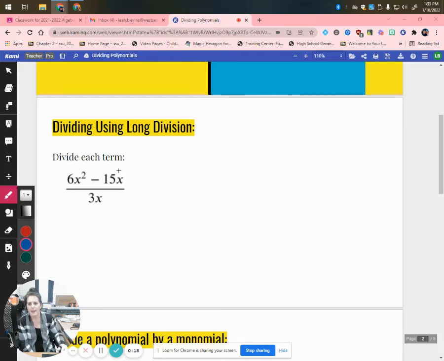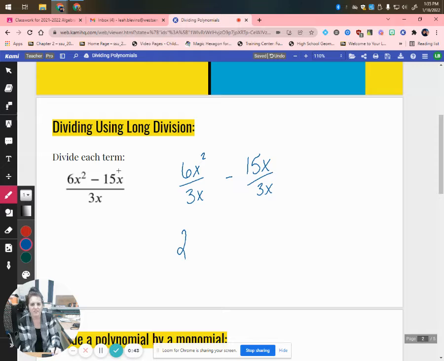If it's a binomial, this is two terms, by a monomial, all we're going to have to do is take each term and divide it by the 3x. So I'm just going to rewrite it as 6x squared over 3x minus 15x divided by 3x. And now we can just do the math. What is 6 divided by 3? We know that's 2. Remember, x squared is the same as x times x.